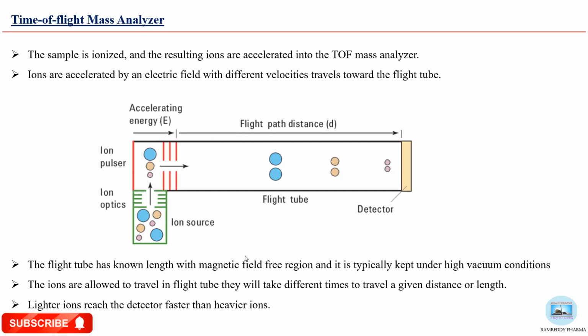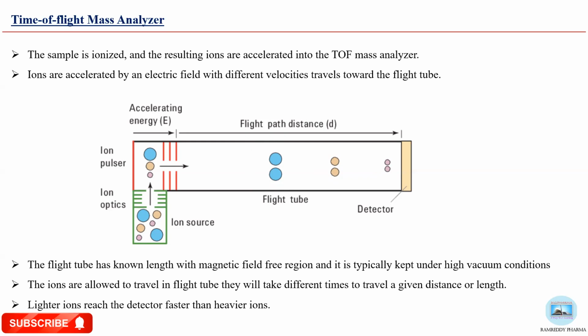The lighter ions reach the detector first. The lighter ions will move very fast, and the larger or heavier ions will move very slowly. So in this way, it works.